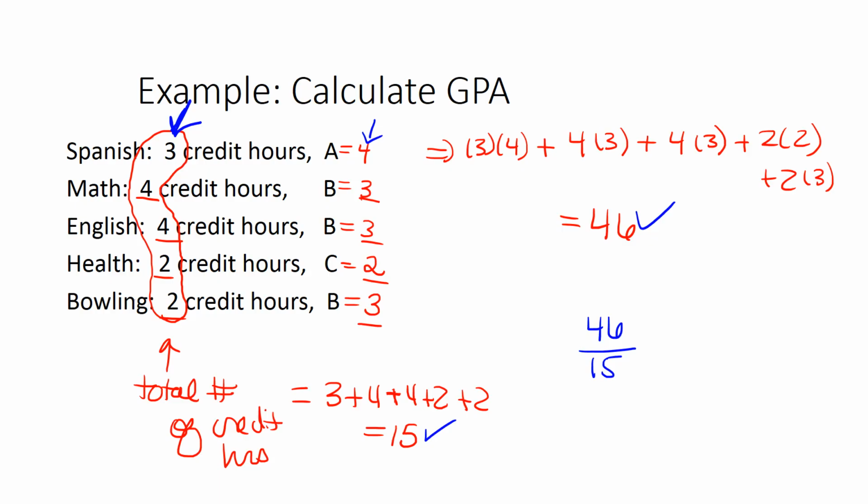46 divided by 15, if you punch that in the calculator, that's 3.0666. So we round to 2 decimal places. Since this is larger than 5, we round up. So it's 3.07. And that is the end of section 12.2.